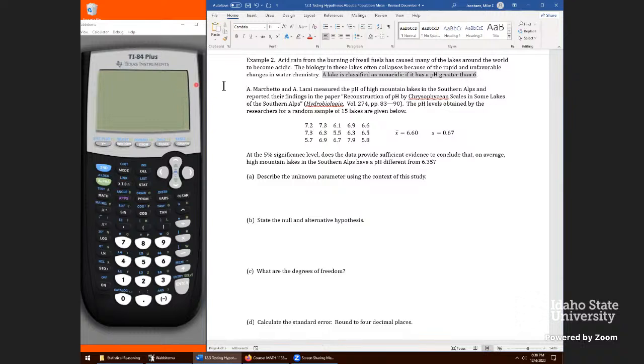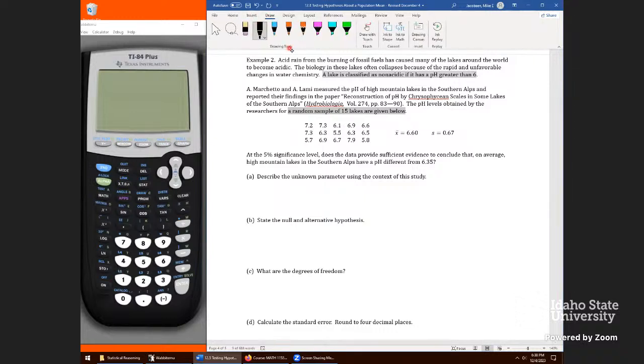It goes on to say for the next portion, Marchetto and Lamy measured the pH of high mountain lakes in the Southern Alps and reported their findings in the paper, Reconstruction of pH by Chrysophian Scales in Some Lakes of the Southern Alps. They tell us the pH levels obtained by the researchers, a random sample of 15 lakes, are given below. Well, they tell us the sample size. Let's double check. They said 15, 3, 4, 5. Yeah, I thought that was a row of 6. That does look legitimate. So let's put down sample size n is 15.